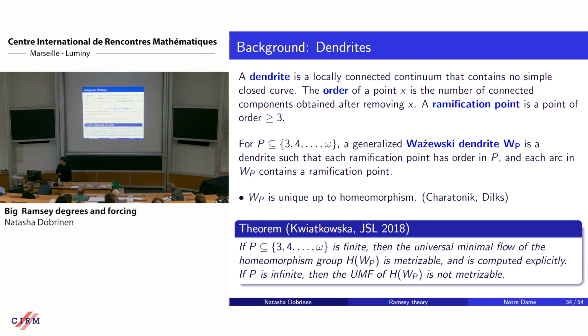It was proved that these are unique up to homeomorphism, and I'm not stating all of the previous work that's been done here, but some highlights are Kwiatkowska's work showing that if you have a finite collection P of numbers which are between 3 and omega, then the universal minimal flow of the homeomorphism group of this dendrite is metrizable, and she computed it explicitly. And on the other hand, if P is an infinite set, then this homeomorphism group is not metrizable.